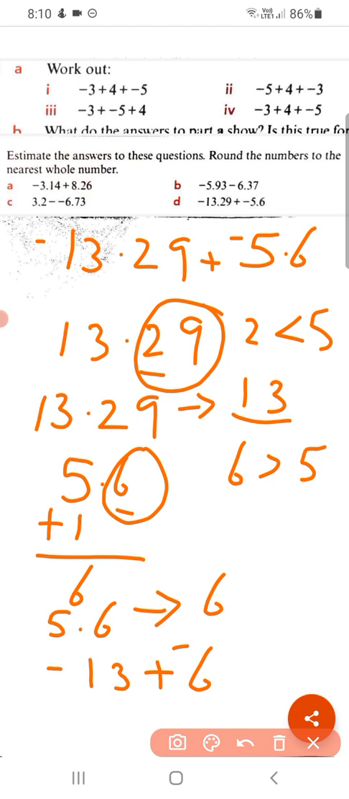13.29 becomes 13 and 5.6 becomes 6. So negative 13 plus negative 6. Since both numbers are negative, add and put the negative sign. 13 plus 6 is 19. So negative 19 is our answer. Okay.